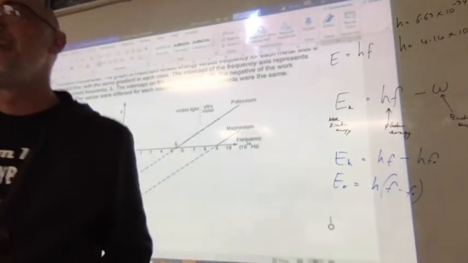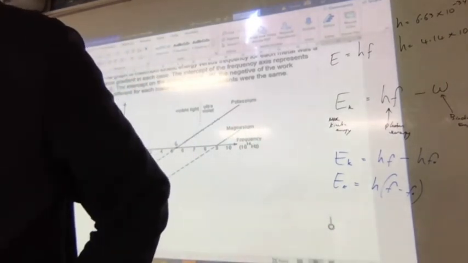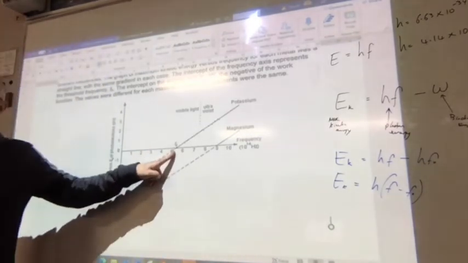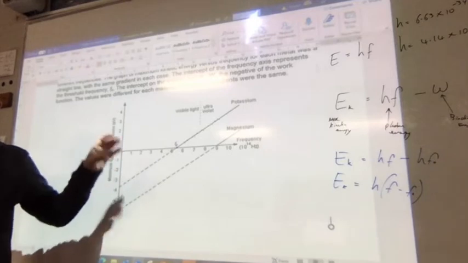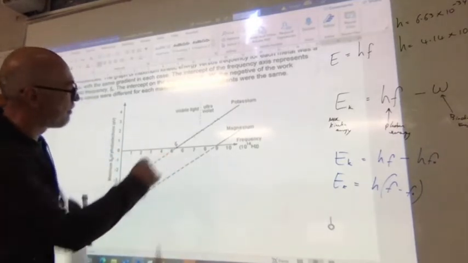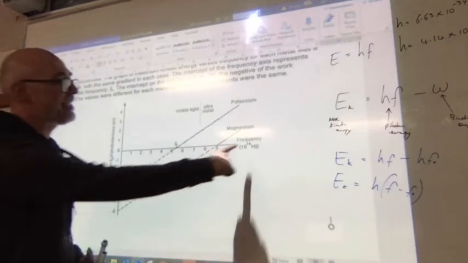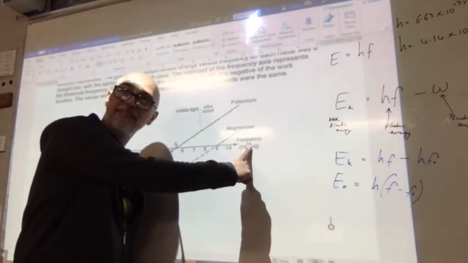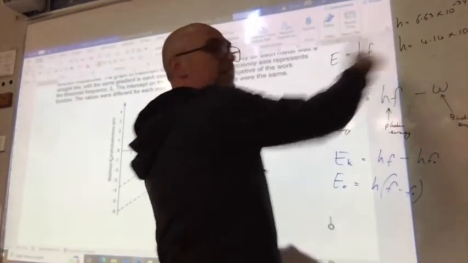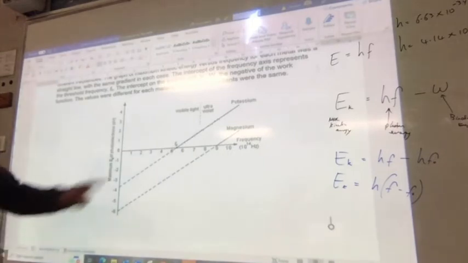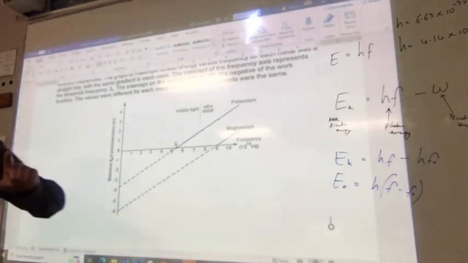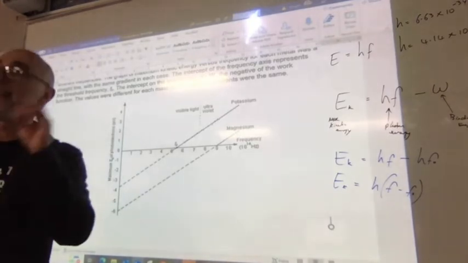Yeah, man? On the graph, it's just F0 because this is frequency. So you can read that frequency. So this is about 5.5 or 5.4 times 10 to the 14 hertz. So if you took that value and multiplied it by Planck's constant, 4.14, you would get, basically, the energy required to break the electron free of the metal.